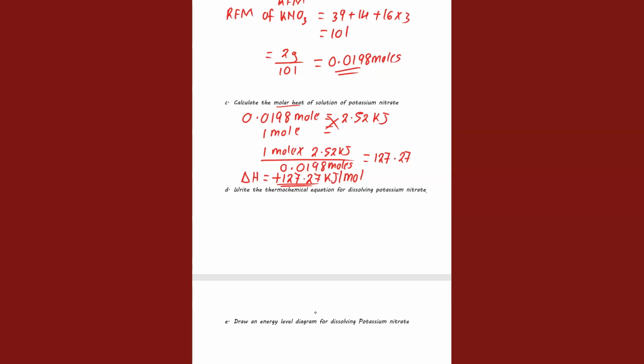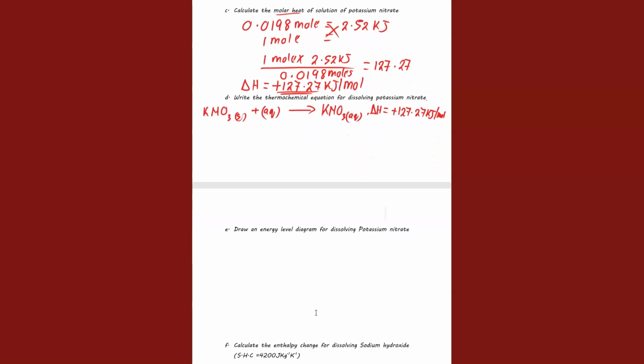For example, in this case, we have potassium nitrate solid that is dissolving to form potassium nitrate aqueous solution. And the enthalpy change for this case is positive 127.27 kilojoules per mole. So our thermochemical equation will be written as such. It's an equation that is written together with the enthalpy change for the reaction.